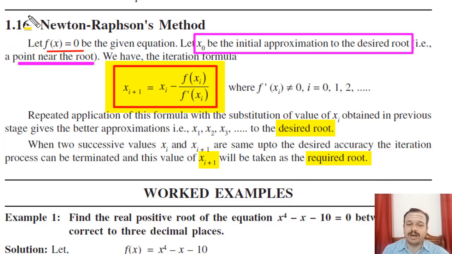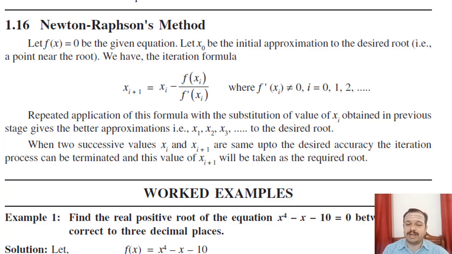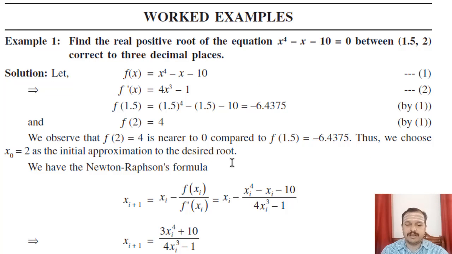I hope you will definitely enjoy it, and please try to solve a couple of examples using the Newton-Raphson method. The first example is: find the real positive root of the equation x to the power of 4 minus x minus 10 equal to 0, which lies between 1.5 and 2.